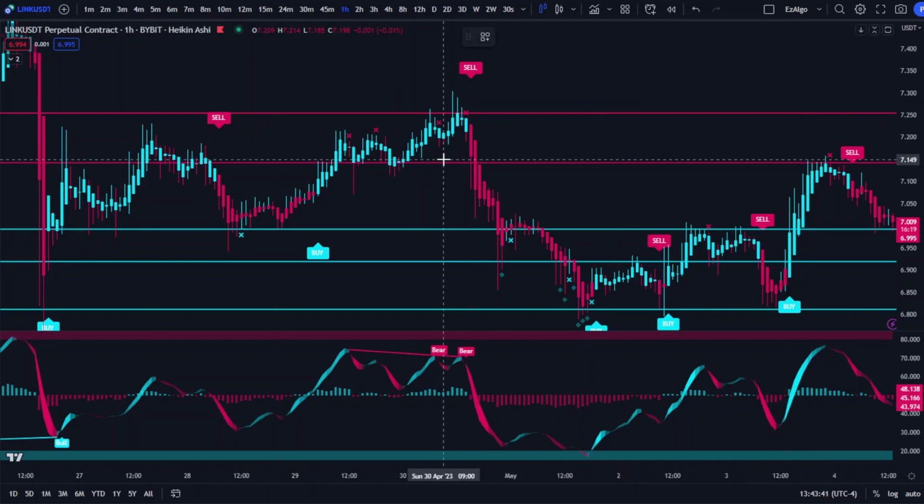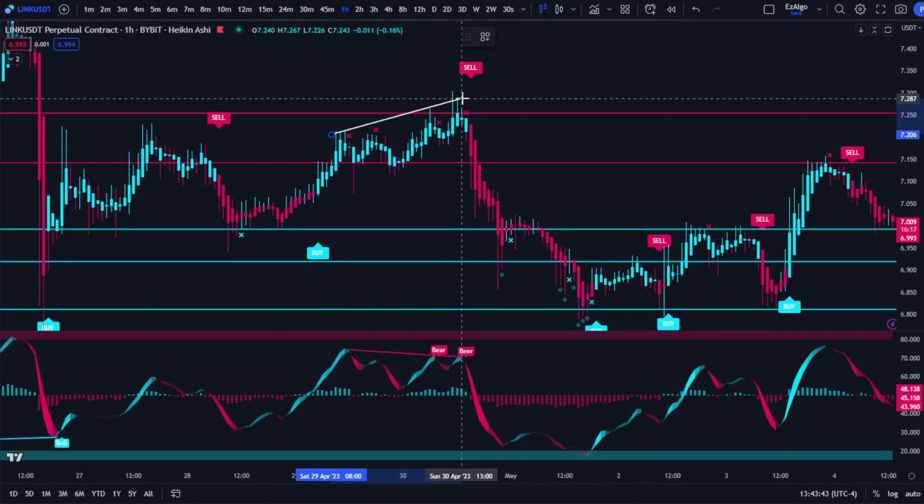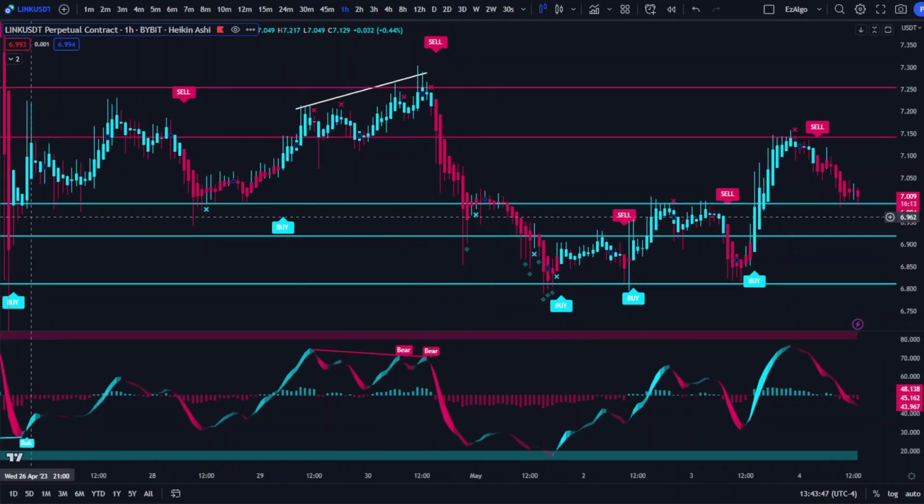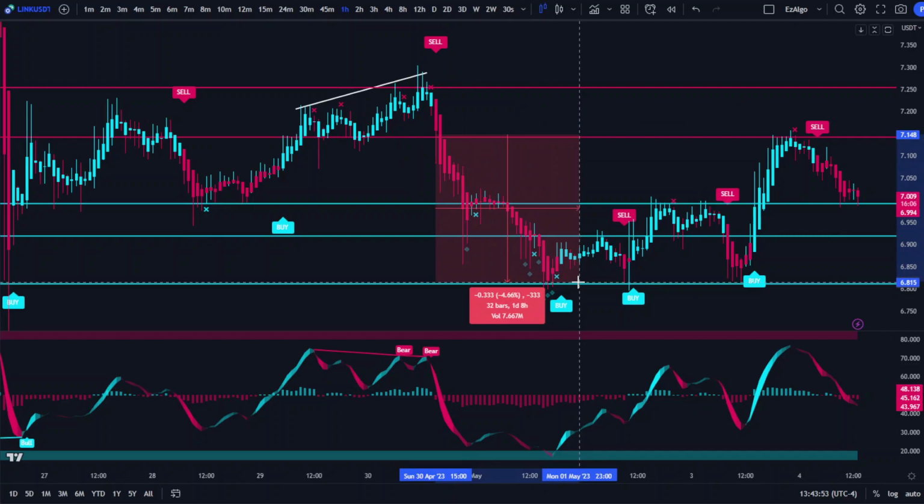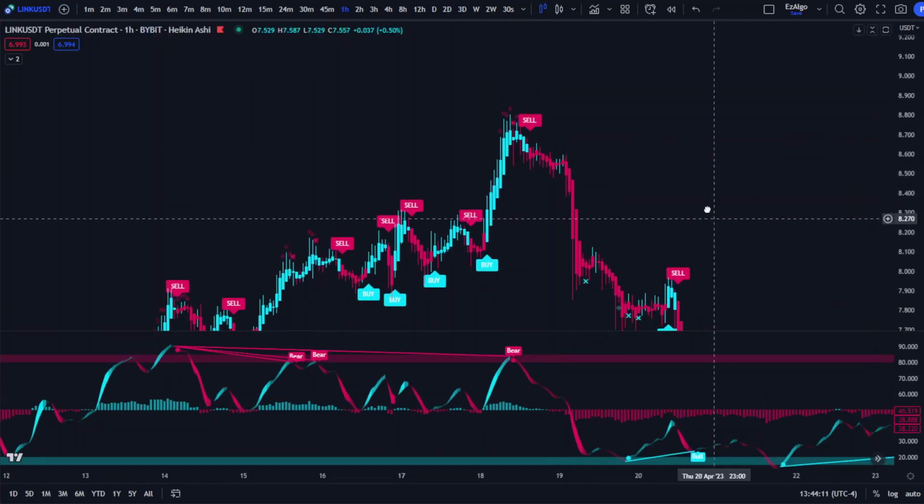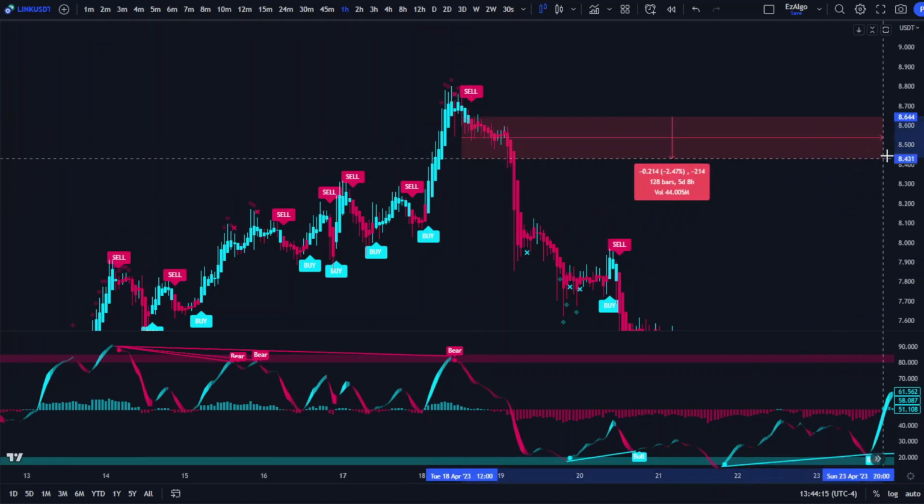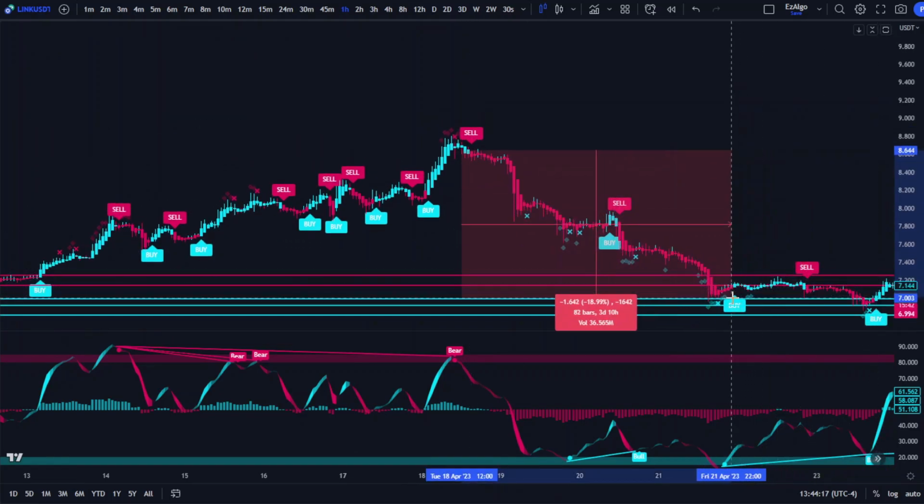For example, here on Link USDT, you can see that price is moving upwards as momentum is moving downwards, hence why we get those bearish divergences, and then we get a move to the downside shortly after. You can even see here the EzOscillator called a bearish divergence at the very top of Link USDT, followed by an almost 20% move to the downside with no leverage.